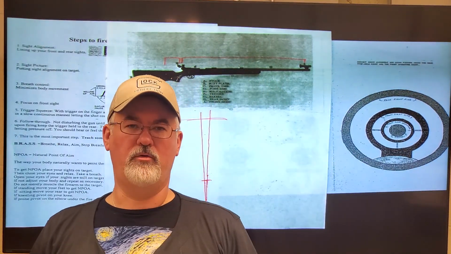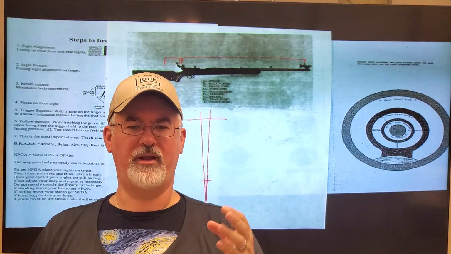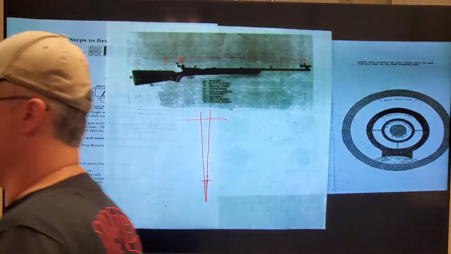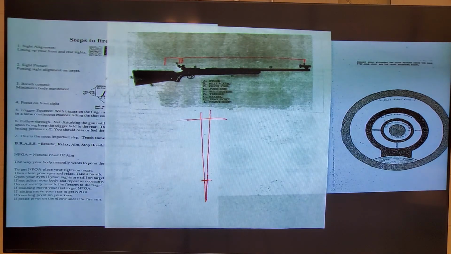So a little bit of a review from the last class. We're going to go over today sight alignment, sight picture, follow through, and we're going to add an element to follow through. I'm going to step off screen now and use just the projector behind me to demonstrate some stuff. So we're talking about sight alignment. If you'll remember, that is lining up your front and rear sights.